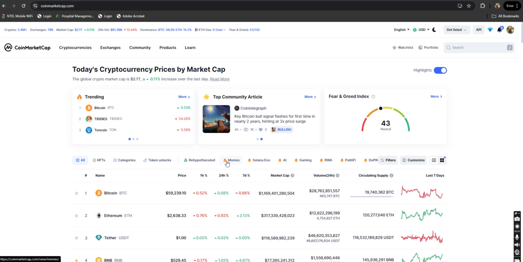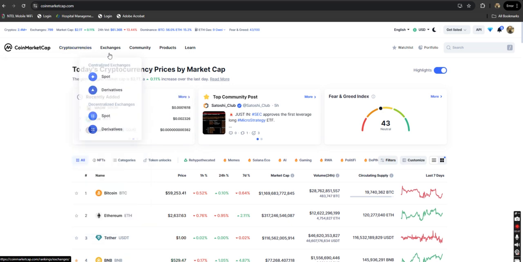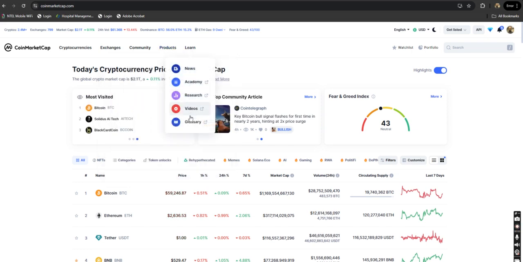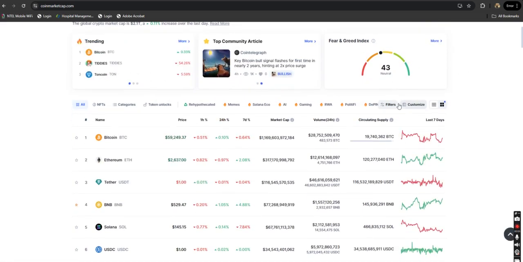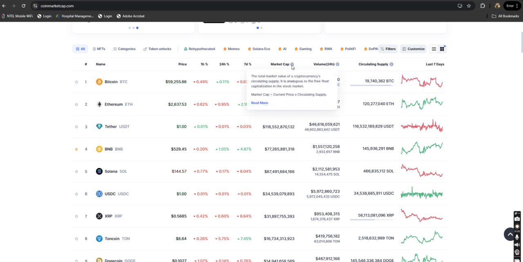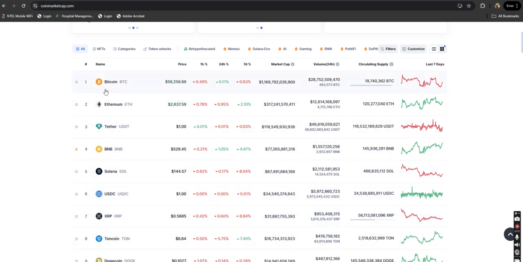Once you get into the market, you can see that everything is listed here: cryptocurrency, exchange, community, products, learn. If you want to learn some things here, there is a free academy, research, video, and glossary. The other thing is you see that all the established cryptocurrencies are listed according to their market capitalization, which is the total worth of all the available coin in the market. So you can see the biggest one is Bitcoin, Ethereum, Tether, BNB, Solana, USDC. They are listed according to their market capitalization.